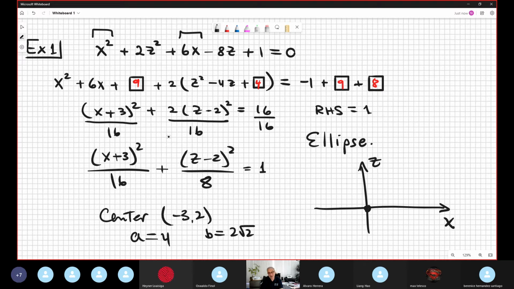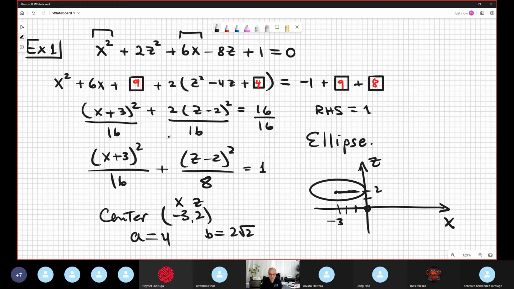Doing a roughly sketch, well, I put the center at minus 3, this is x, and this is z. Y is missing, remember. And 2 positive, 1, 2, boom. This is the center. And our ellipse is approximately that distance, doesn't matter. This is not important, guys. But do you understand? Okay, this is the cylinder.